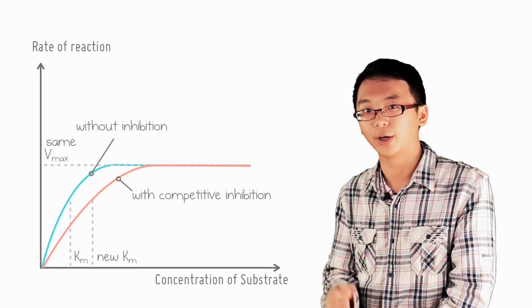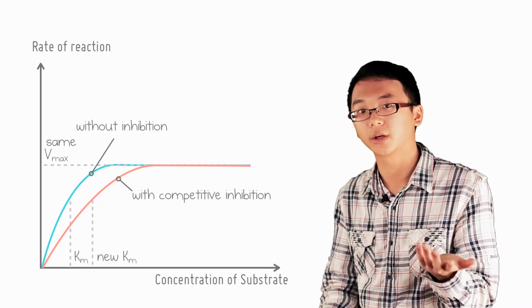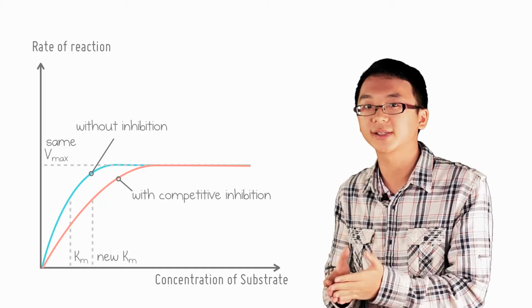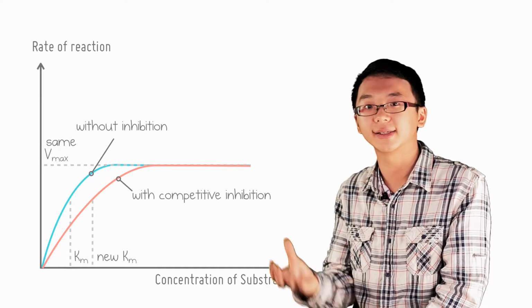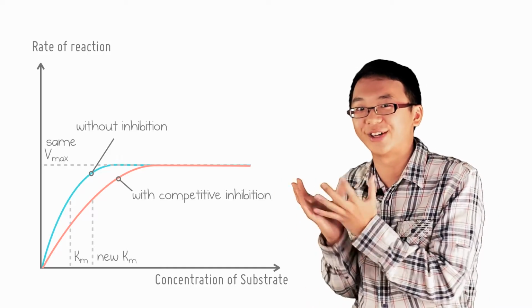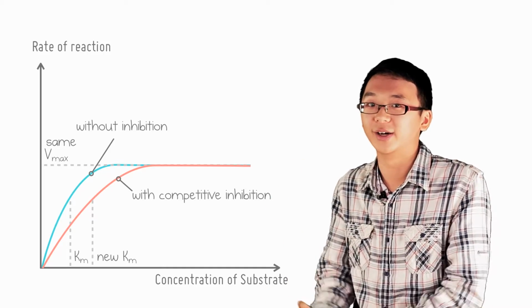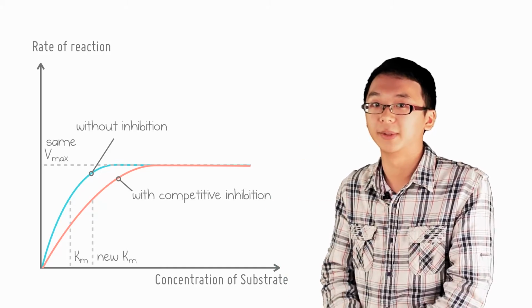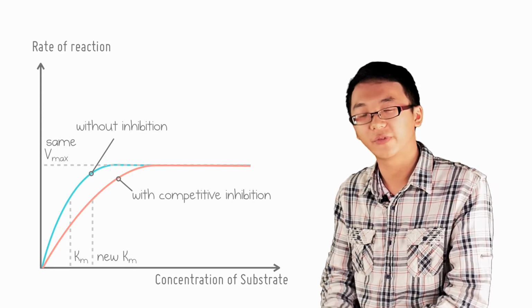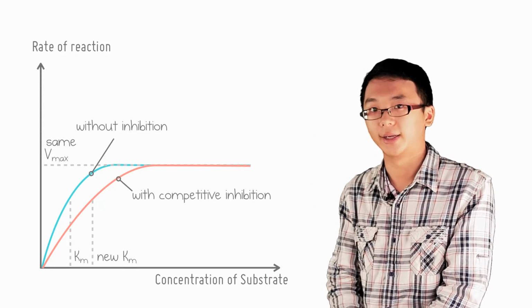Competitive inhibition can be overcome by increasing substrate concentration because this increases the chances of the enzyme colliding with the substrate instead of the inhibitor. Or in other words, the substrate outcompetes the inhibitor for the enzyme. Therefore, eventually, the graph will plateau at the same rate.